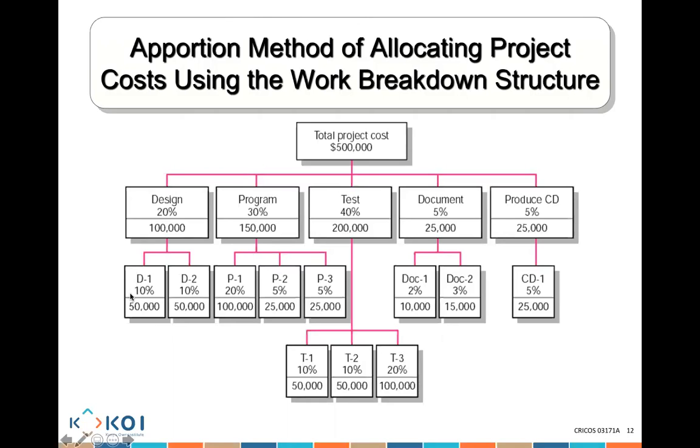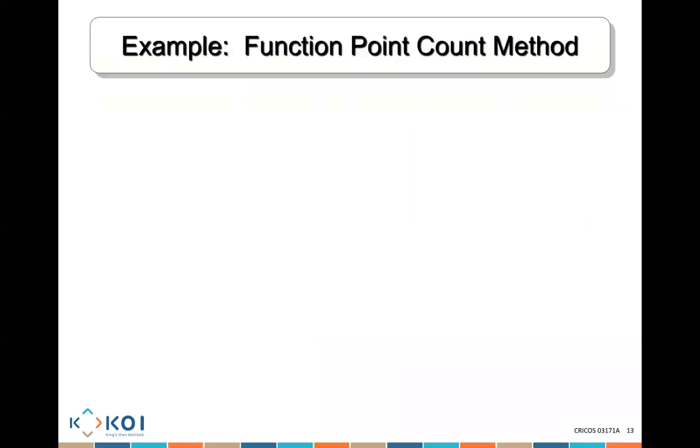That's what I call the apportion method. 150,000. Why? It's 30% of 500,000. Split it by 20%, 5%, 5%: 20% of the 30% is 100,000, and 5% and 5% of this 30% is 25,000 and 25,000. So that's how we do the apportion method.